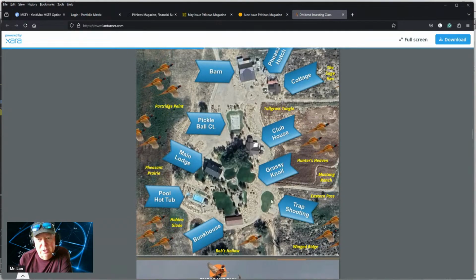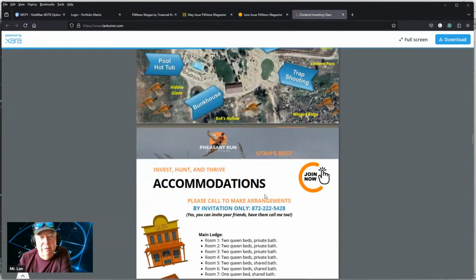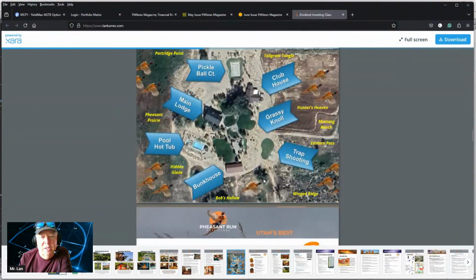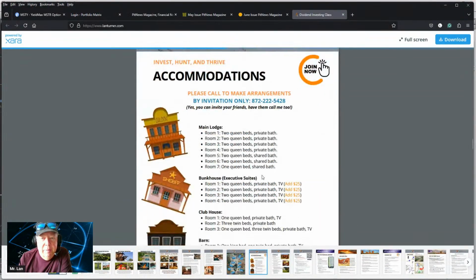And then this is the trap shoot. So we can go out and shoot trap. It's a lot of fun. There's no bird hunting. So bird hunting is over. So that's the big expense, but that's gone. No bird hunting. But here's the accommodations.